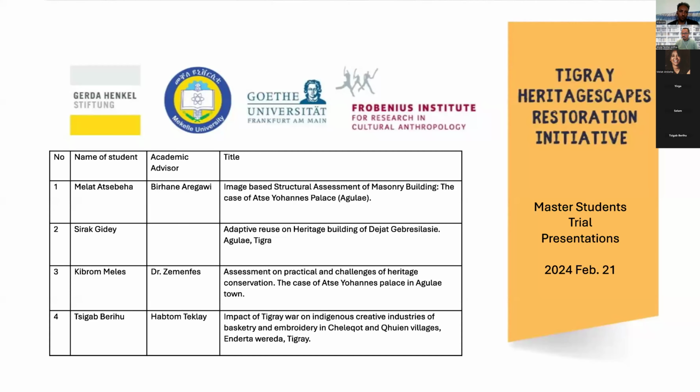We move to the next presenter, Kibrom Melat. His proposal title is assessment on practice and challenges of heritage conservation, the case of Yohannes Palace in Agulae town.